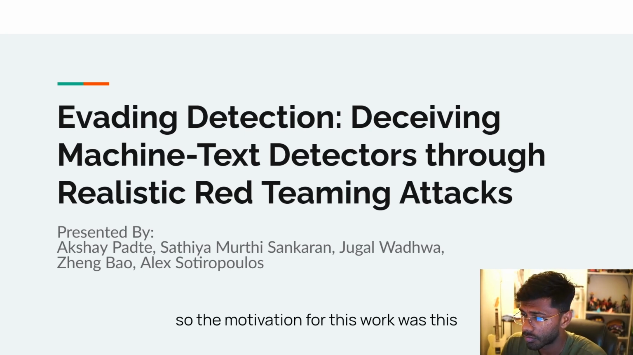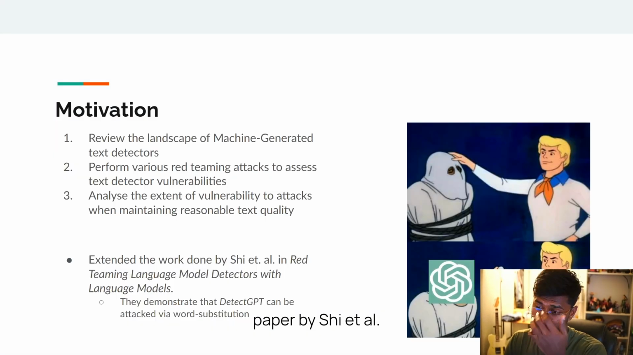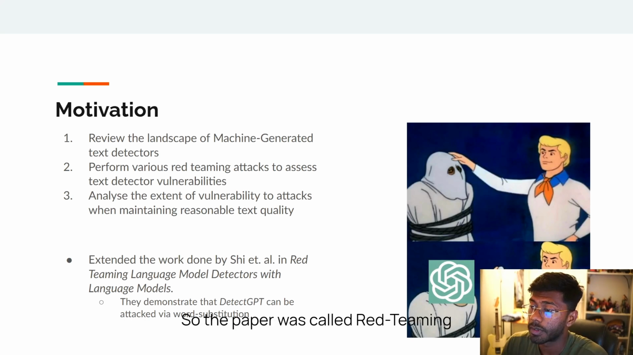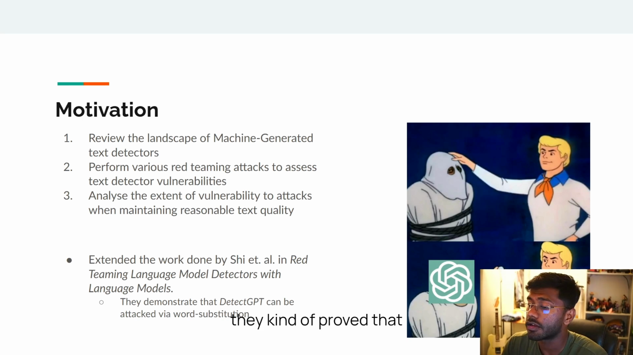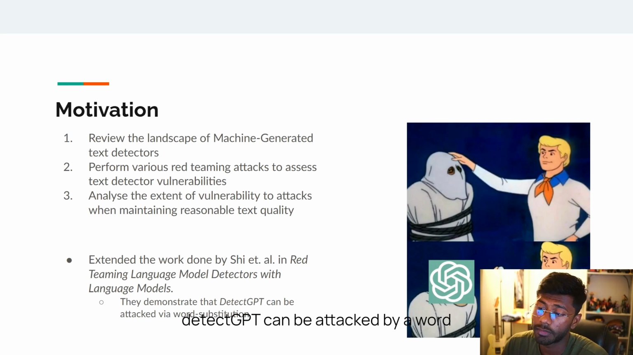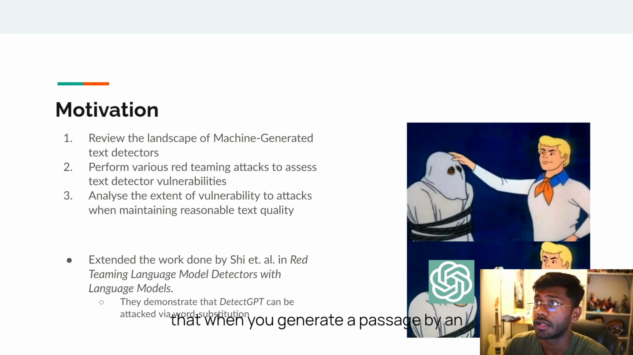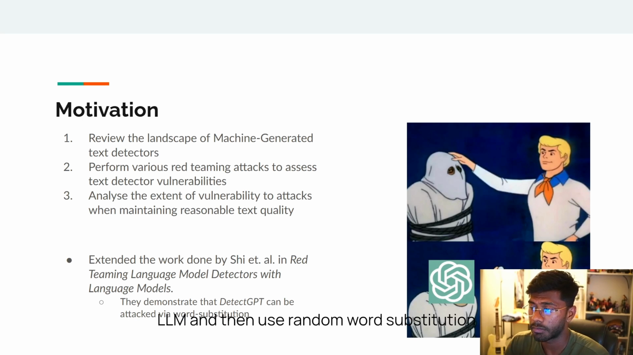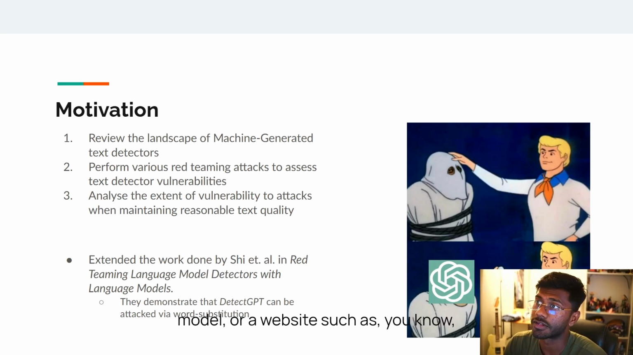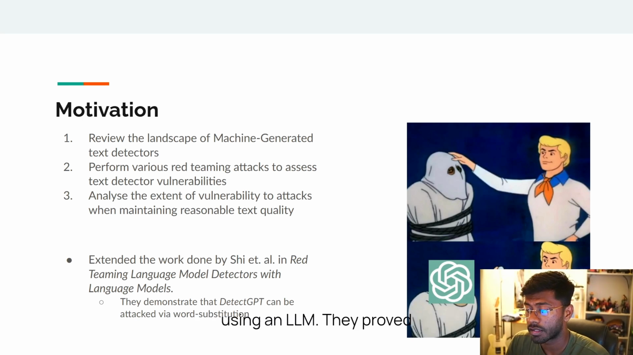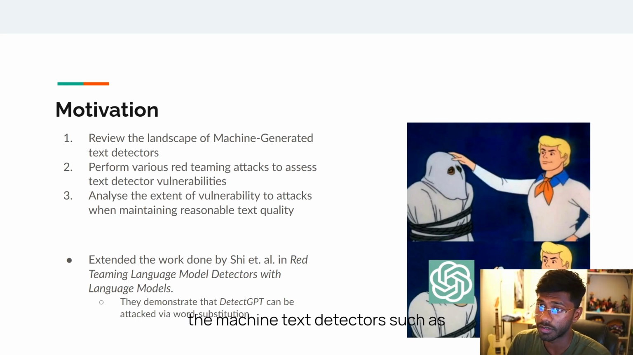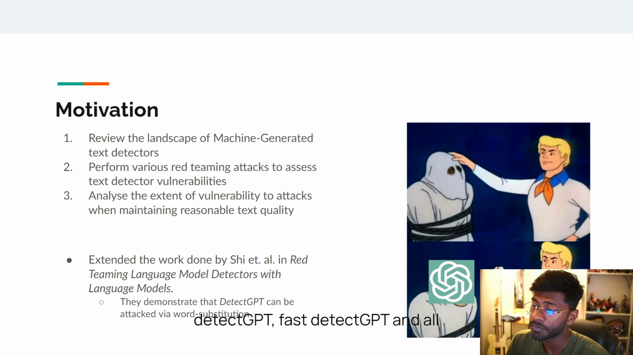Anyway, so the motivation for this work was this paper by Shi et al. The paper was called Red Teaming Language Model Detectors with Language Models. They proved that DetectGPT can be attacked by word substitution. What they mean by that is that when you generate a passage by an LLM and then use random word substitution using another language model such as a BERT or a T5, a simple smaller language model, or a website that switches out the words from the text that you generate using an LLM, they proved that that is sufficient to fool the machine text detectors such as DetectGPT, fast DetectGPT, and all that.